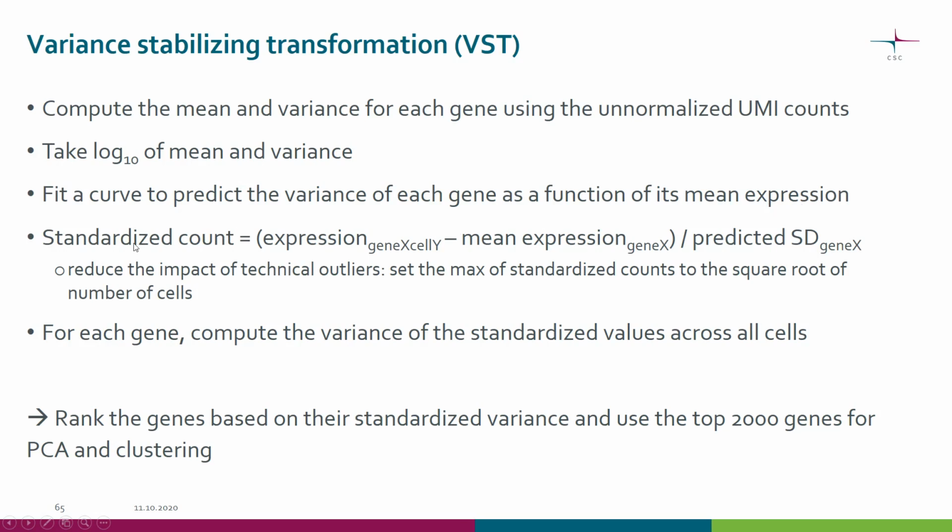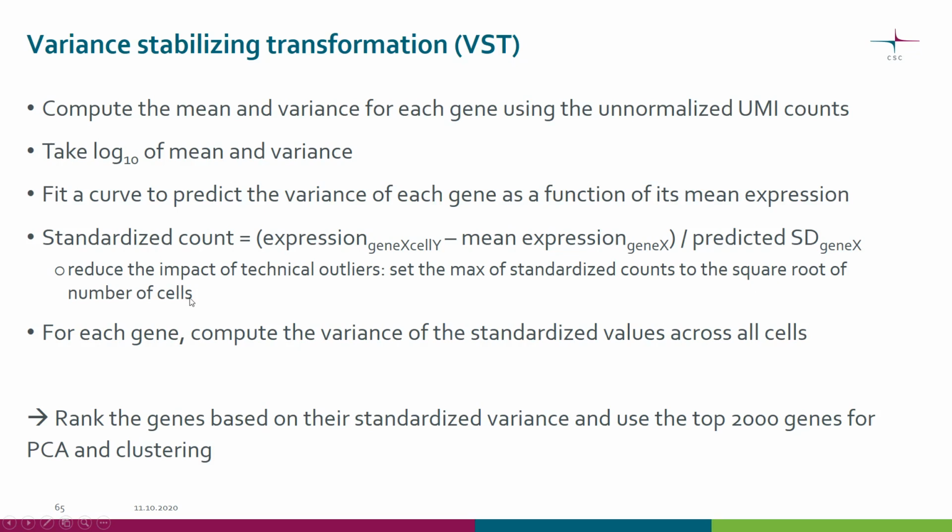Then we calculate the standardized counts, so that from the expression value of gene X in cell Y, we deduct the mean expression value for that gene across all the cells. And then we divide this number by the predicted standard deviation for that gene. This prediction we got from this curve. Now there are always technical outliers, so we want to reduce the impact of those, and we do that by setting the maximum value for this to the square root of the number of cells we have in total.